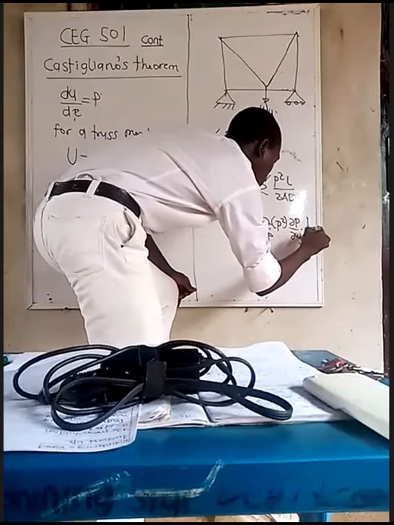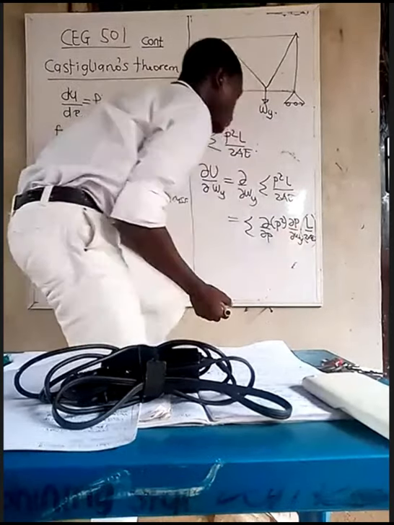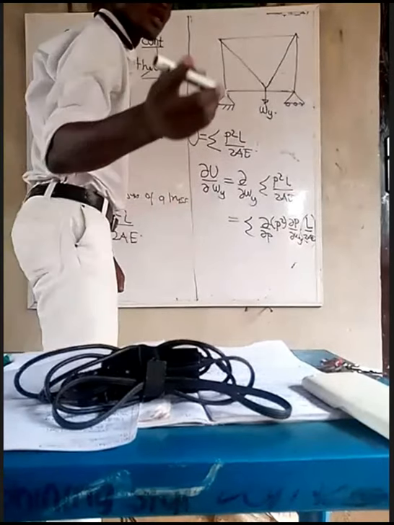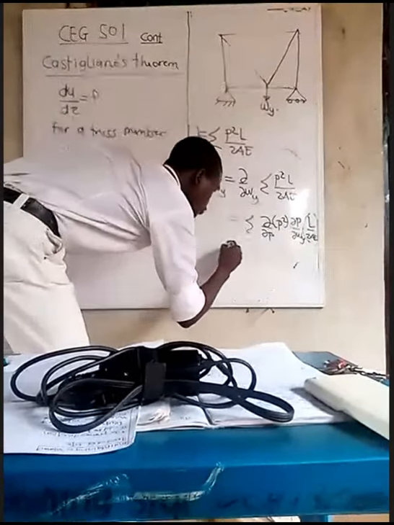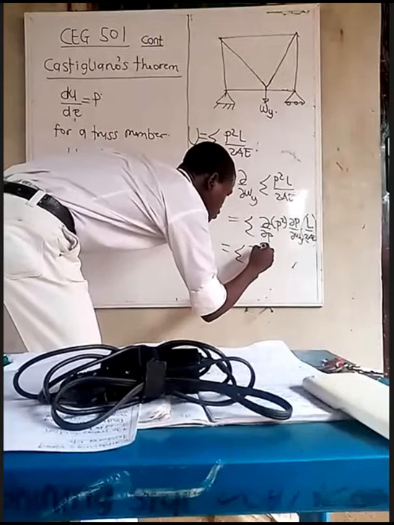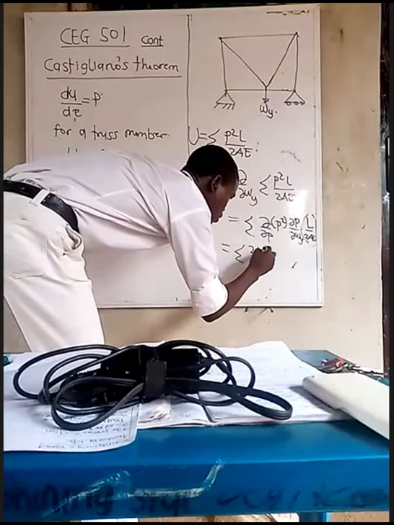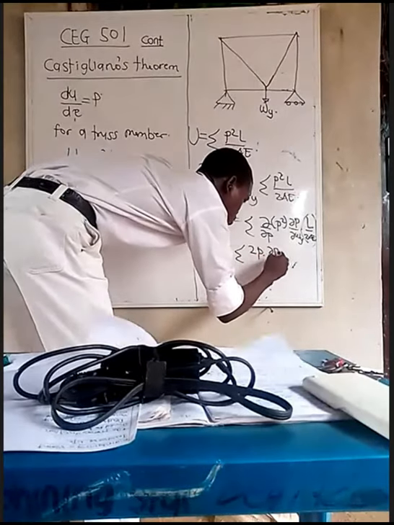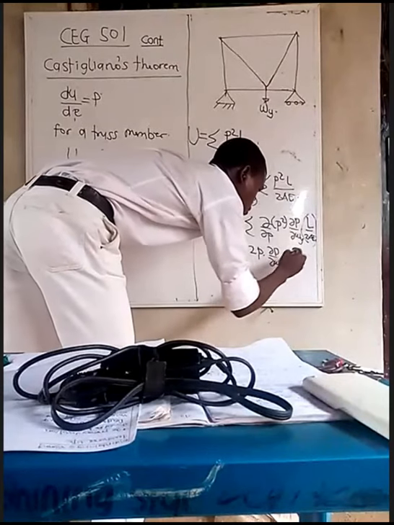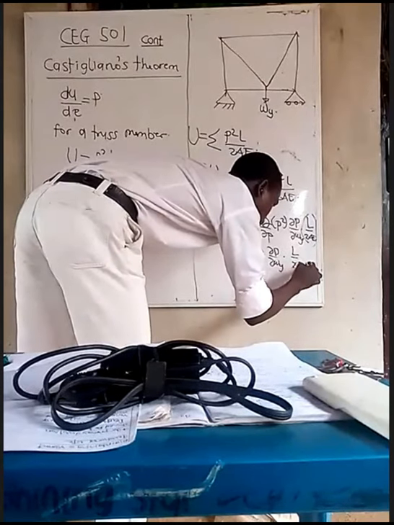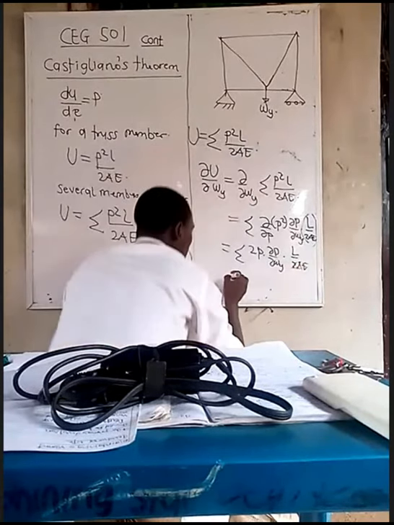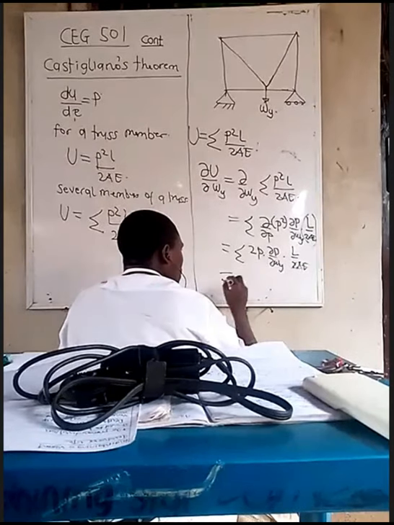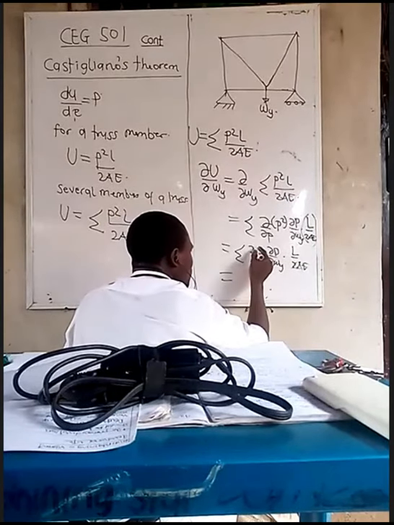times L over 2AE. These ones are constant. The length is constant, the area is constant, the Young's modulus is constant. So we have the summation of 2P times dP/dWy times L over 2AE. So we cancel the 2, of course.